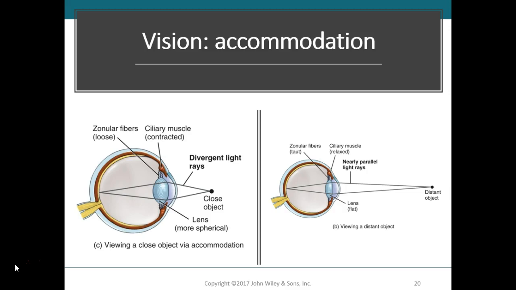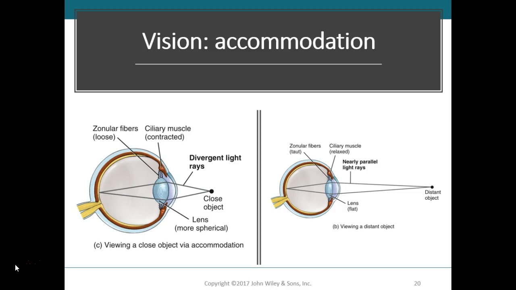The near point of vision is the minimum distance from the eye that an object can be clearly focused on with maximum accommodation. That's usually about 4 inches in the young, healthy adult. So how does this accommodation occur? When you're looking at something that is distant, the muscles of the ciliary body are relaxed and the lens is flatter because it's stretched in all directions.